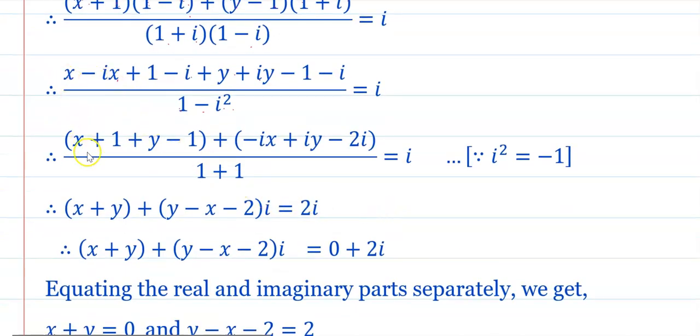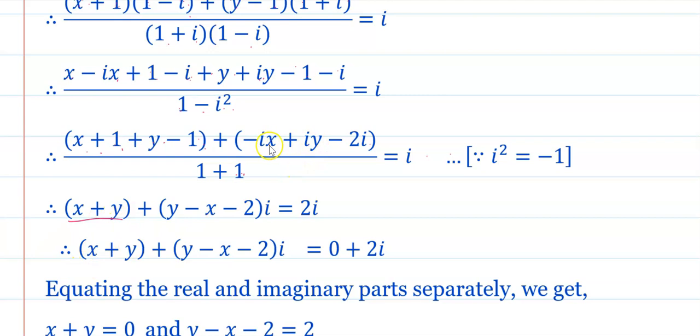Now this is the x plus 1. Collect the real part: y minus 1. This is the full. What about the next? Minus ix minus i plus iy. Okay. Minus i and minus i will become minus 2i. 1 plus 1 is 2, equal to i. This 2 is divided here, so going to the other side it becomes multiplied. Therefore, here x plus y plus 1 minus 1 get cancelled and hence you are getting x plus y.